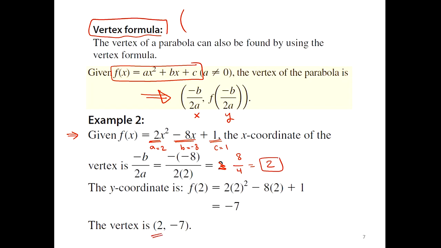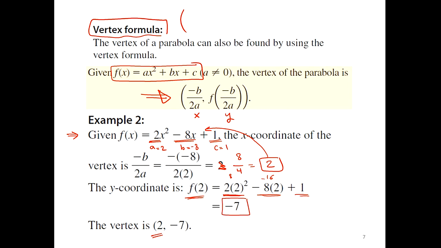This is equal to 2. This is the x-coordinate. So the x-coordinate is done. Now we need to find the y-coordinate. Substitute this value in the function. So we have f of 2 equal what? 2 multiplied by x squared, we have 2 squared, which is 4, so 2 times 4 is 8. And minus 8 multiplied by x, so minus 8 multiplied by 2, which is negative 16, plus 1. So we have 8 minus 16, negative 8. Negative 8 plus 1, we have negative 7.